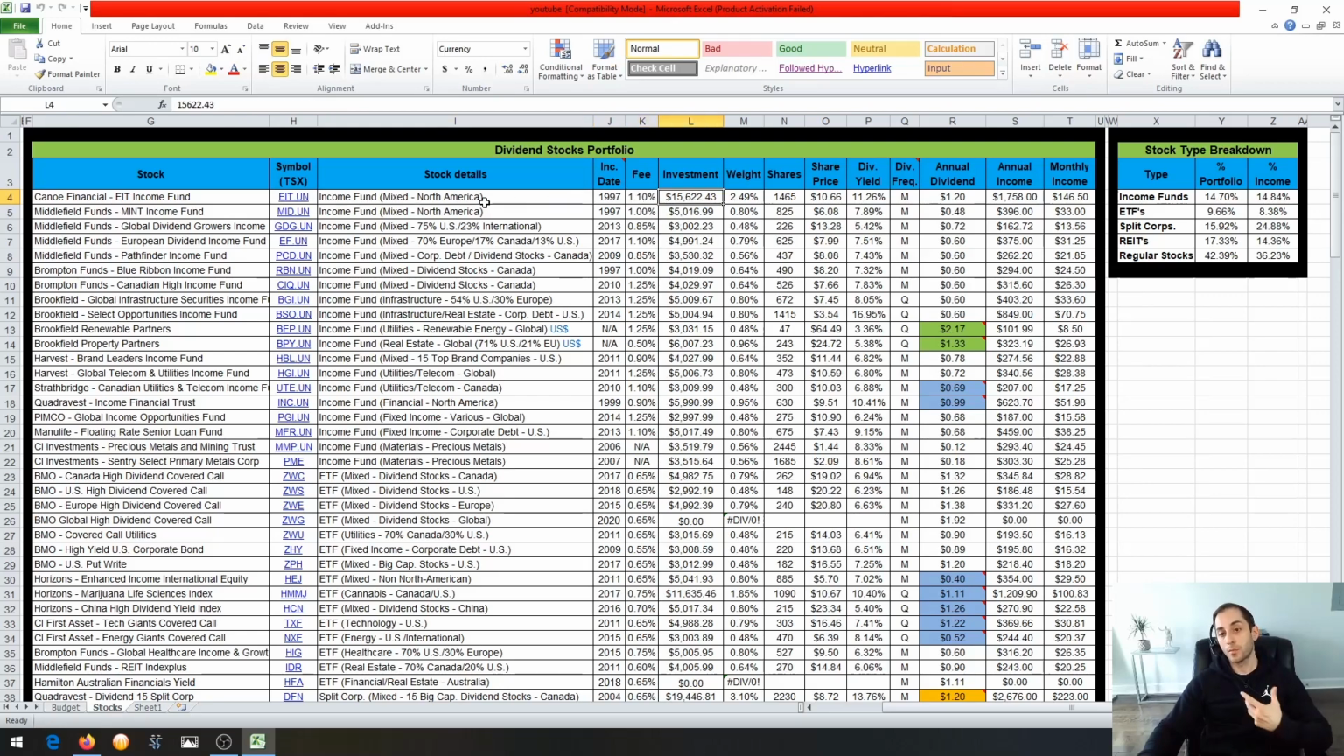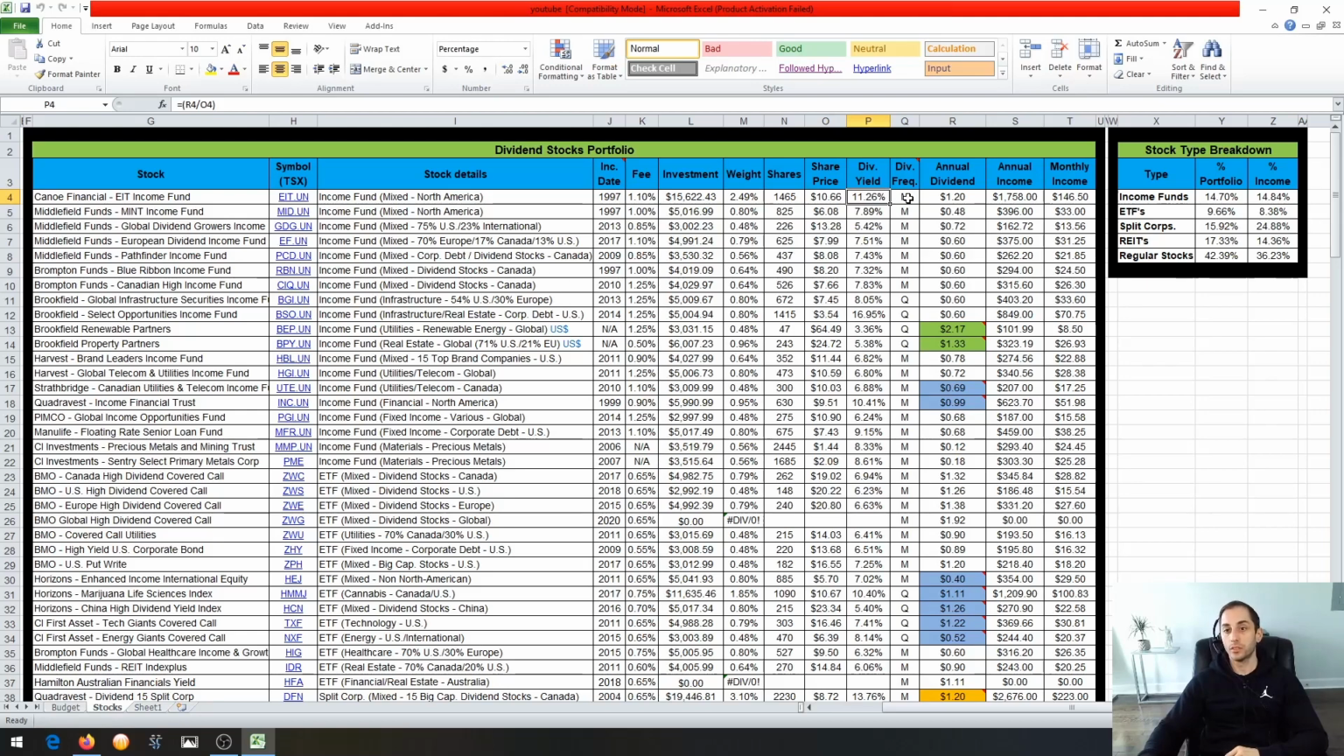The investment is how much money I put in. The weight is how much of this constitutes my portfolio. So this fund, for example, is basically 2.49% of my portfolio overall. Then how many shares I have, what my average share price is, what the dividend yield is. So this is important. It's the annual dividend yield or interest rate that I'm getting.